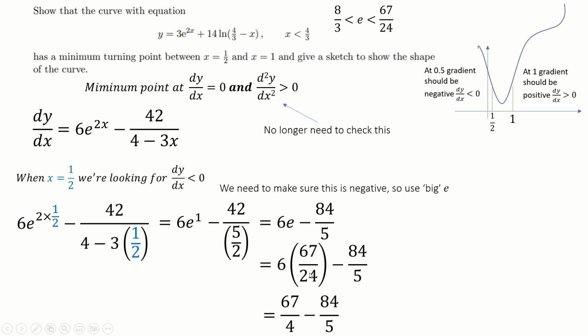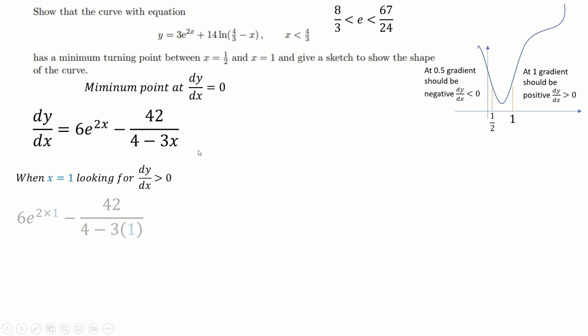So, we do some maths. Some cancelling happens here, which is nice. It's a bit annoying, this, but okay. So even if we use an e value that's slightly bigger than what we know it to be, this gradient is negative at x equals a half. So that's fantastic. And now we'll do the same thing for x equals 1.